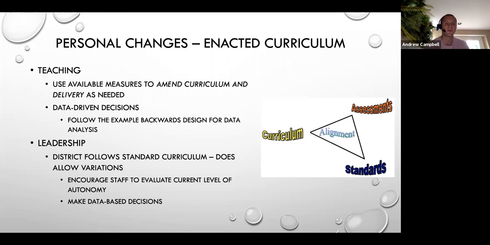So as a leader, I want to make sure that we can encourage staff to look at their current level of autonomy. Where do you see that something could be altered to meet the needs of your students? But it's very important that we are using data-based decisions. It's a great place for leaders to implement their data-based protocol within the enacted curriculum.